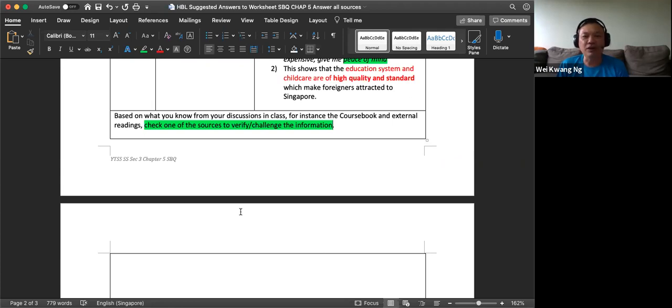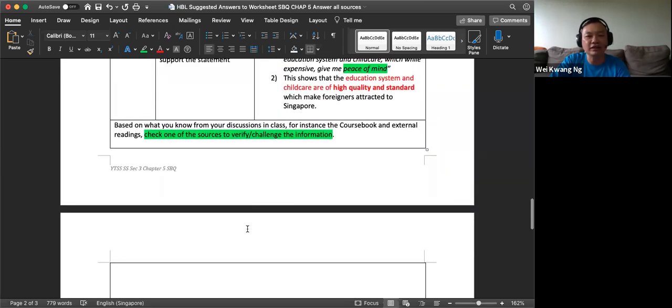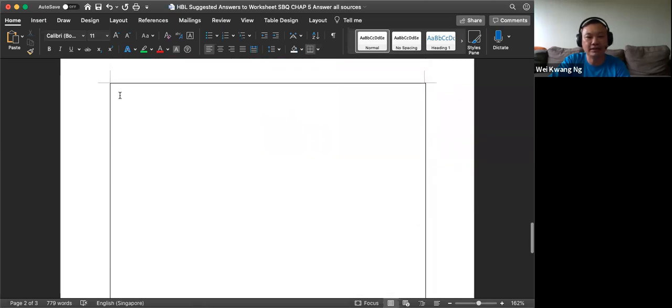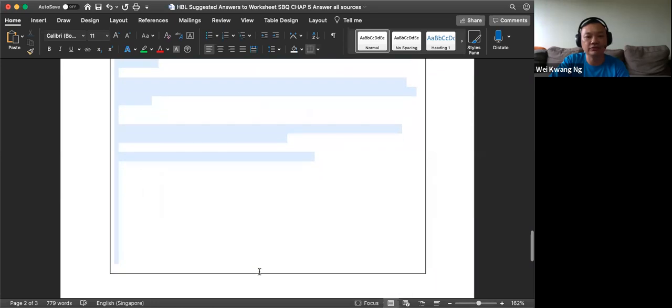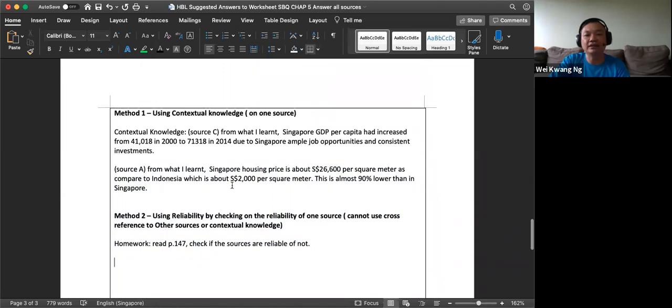Now, if you want to get that 2 marks and you have a source-based question that is in this context, then you need to use content to verify. So what do you need to do? There are altogether 4 sources over there. I'm going to show you an example of how it can be done. So for example, you can use method number 1. This is method number 1 that I want you to take note of.